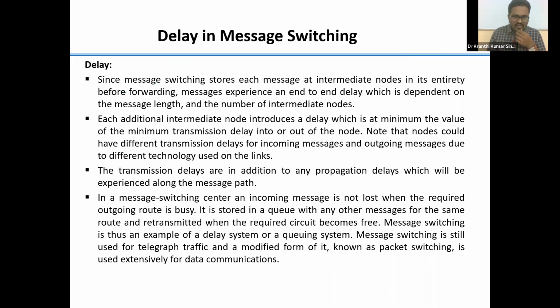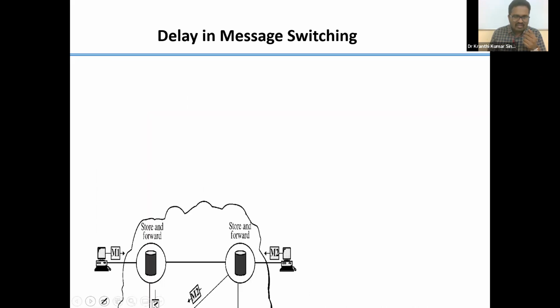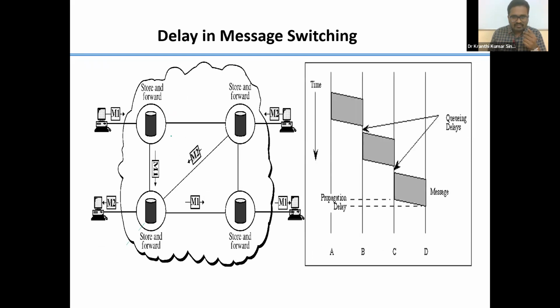So, delay: since message switching stores each message at intermediate nodes in its entirety, that is, we are storing the entire message at a time before forwarding, messages experience an end-to-end delay, which depends on the message length and the number of intermediate nodes, of course. Each additional intermediate node introduces a delay, which is the minimum value. It is the same as packet switching. See here: store and forward.